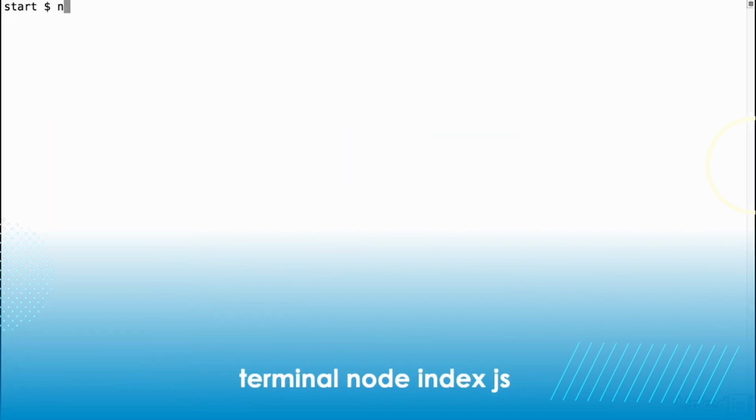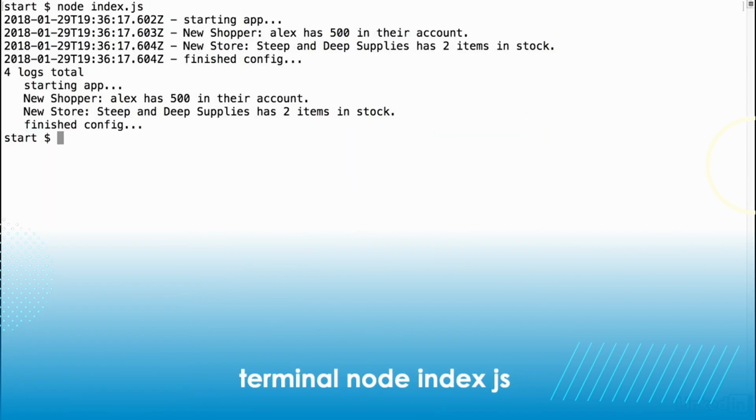I'll come over to the terminal, node index.js, and we see that we have the exact same results. We're using one logger instance. We're saving all of the logs, no matter whether they were logged from shopper, store, or our main application.